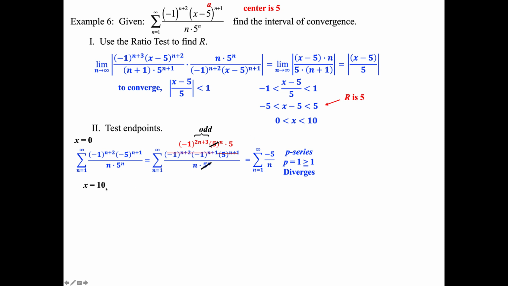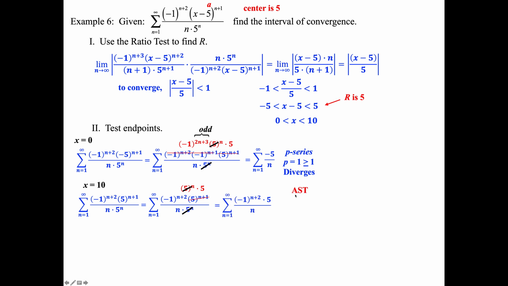Okay, let's test the 10. Now I put the 10 in for my x, so 10 minus 5, that's going to give me a positive 5. So now I don't have to factor out the negative 1 like we did up here. We can just start to work on this part. So now that gives me 5 to the n times 5, and we can cancel that. And so now my negative 1 stays. It's going to be an alternating sign.